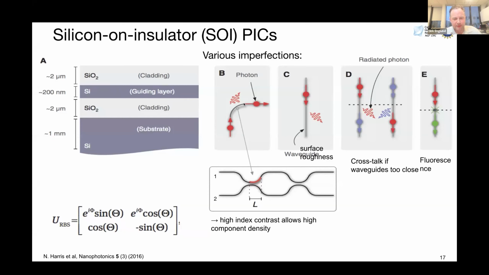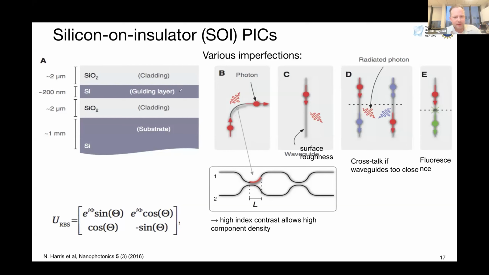If you make the device small enough, it can only support the fundamental mode. So that's what we will call a single mode waveguide. That's a good way of preserving the spatial mode of an encoded qubit. Then of course you have to worry about the absorption losses, scattering losses, etc., of these kinds of waveguides, and how would you describe these?